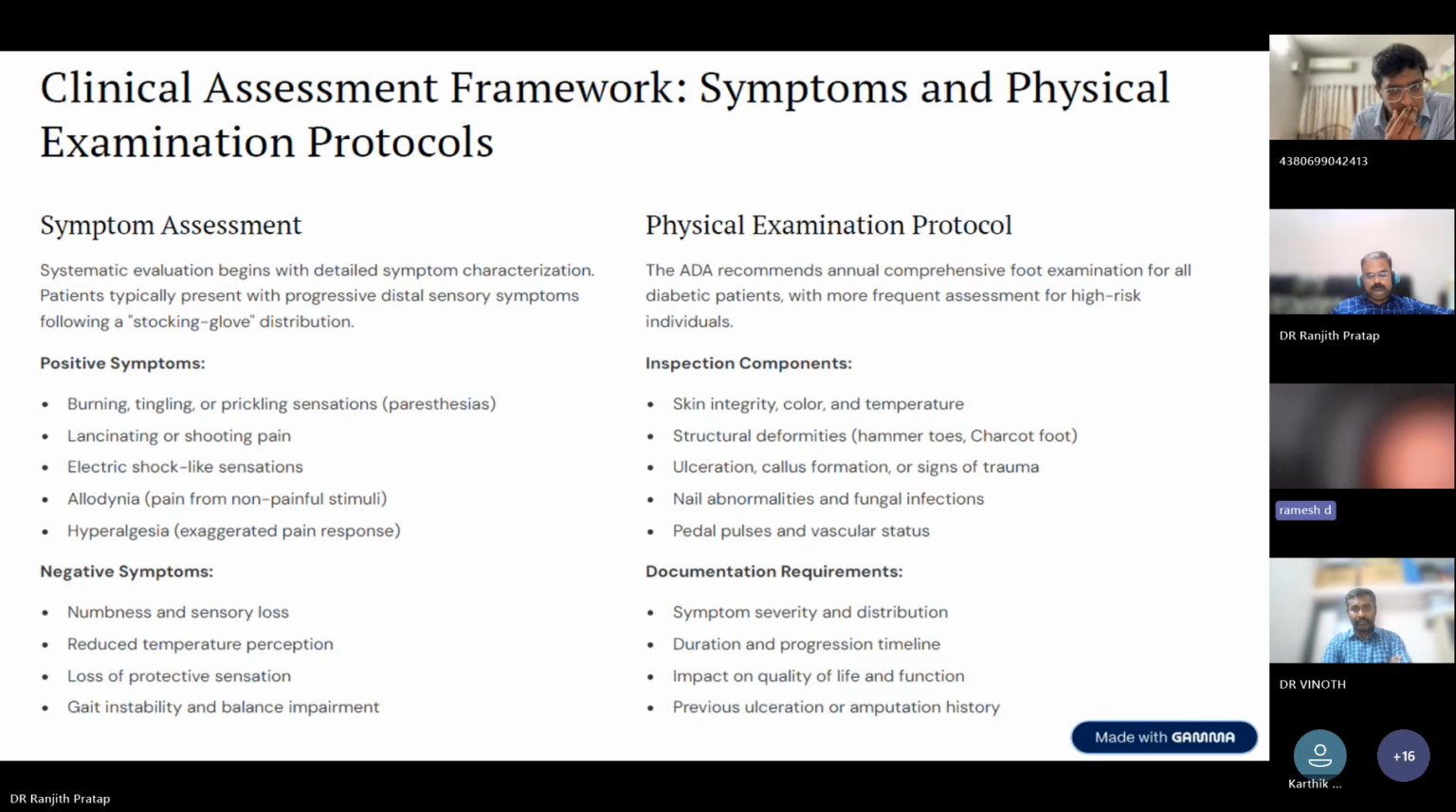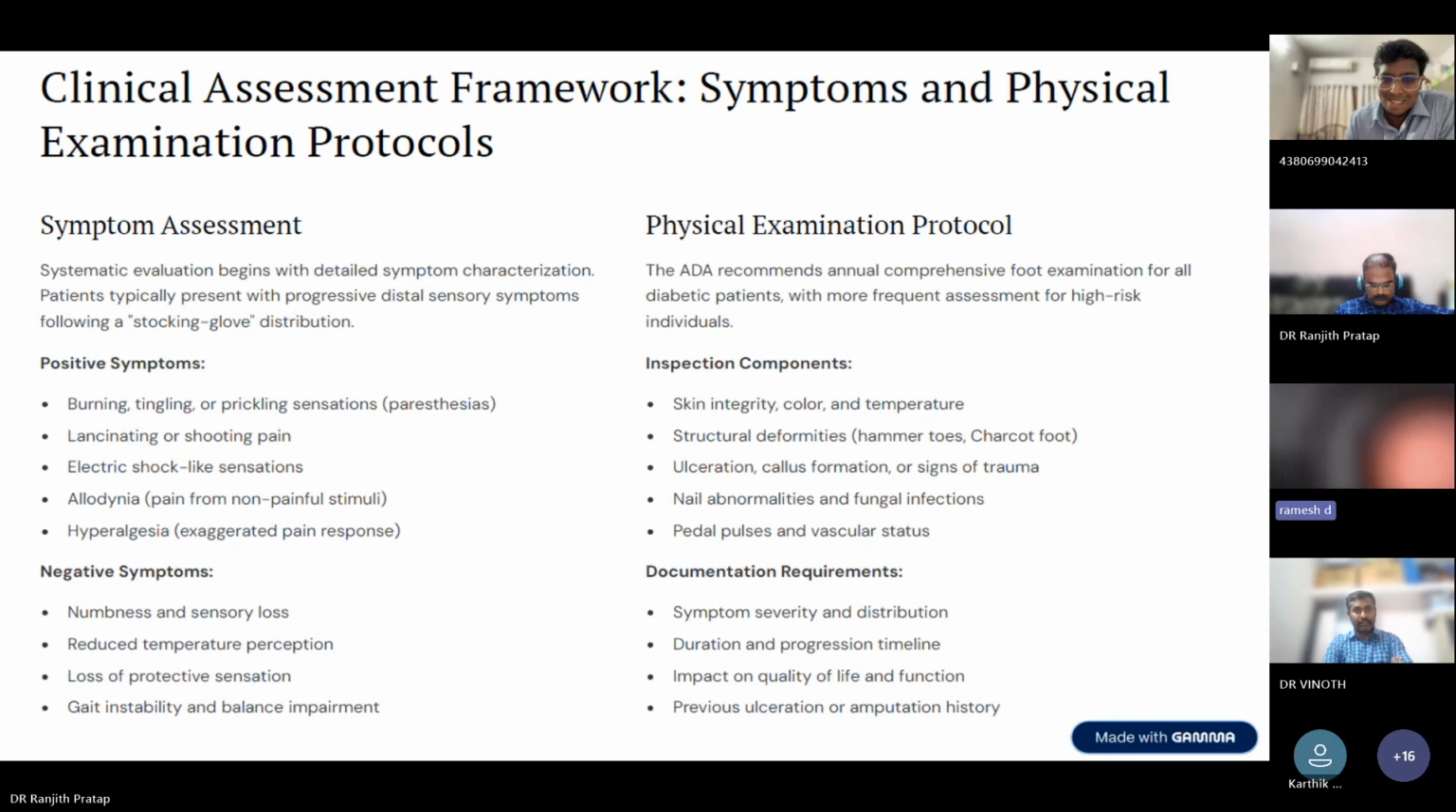So IID recommends that if the following symptoms are there, you have to do the physical examination based on the history. And many a time, as I have already told, 50% are asymptomatic. So we have to do screening tests using the available simple screening tools. After getting the history, you have to do the physical examination of the foot.